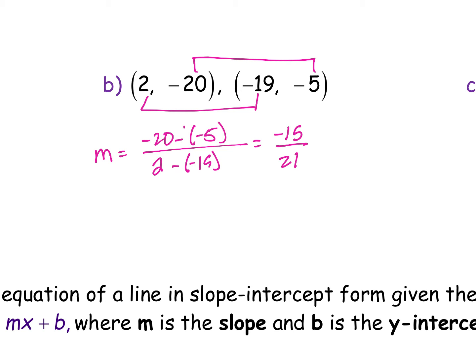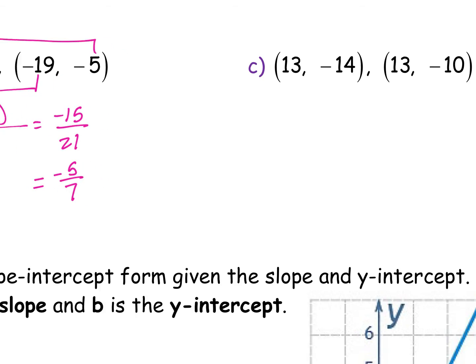Yes. But you can simplify. So what does it simplify to? Negative 5 over 7. Anyone not know how we got 5 over 7? Right, I divided by 3 since they're both divisible by 3. Great. Okay.